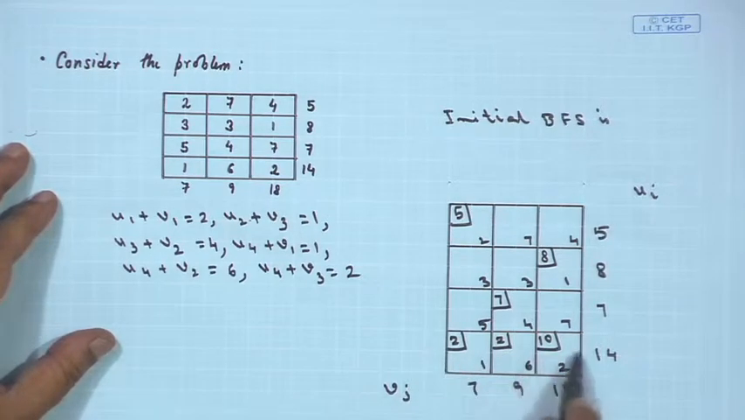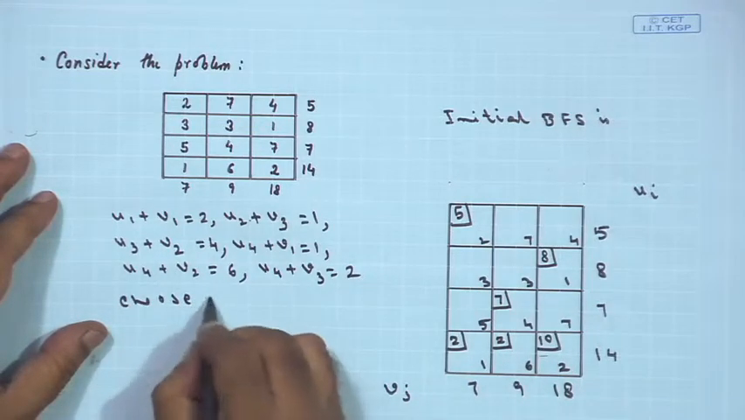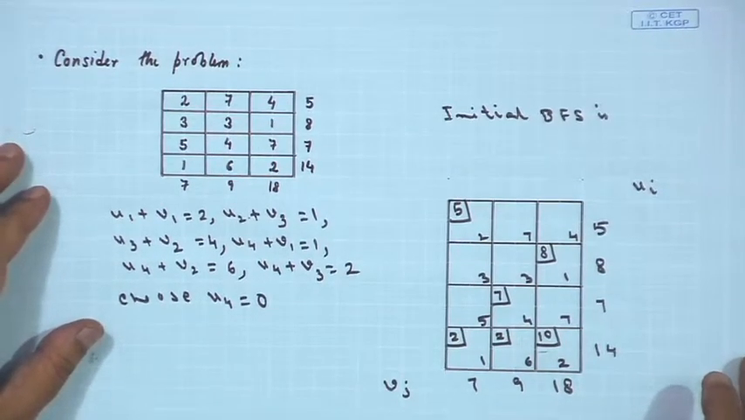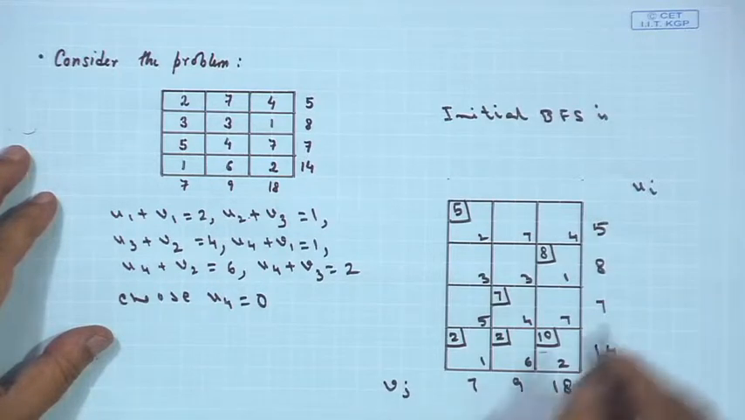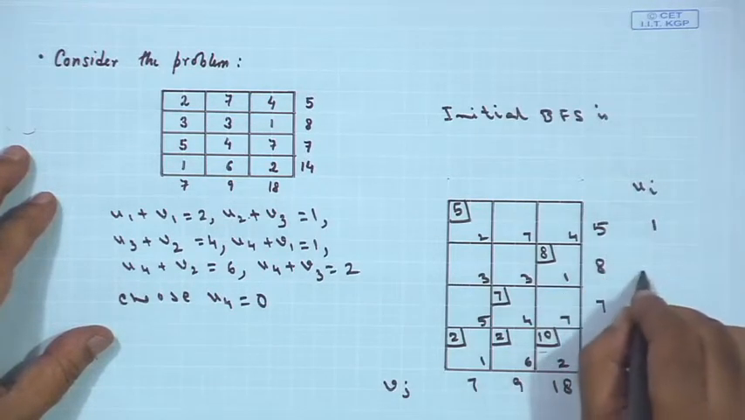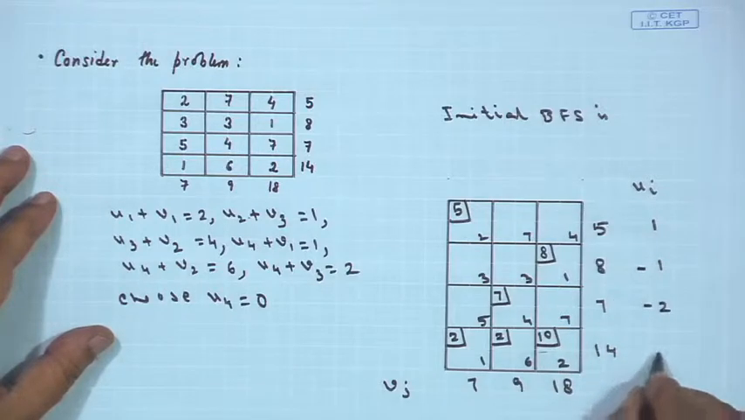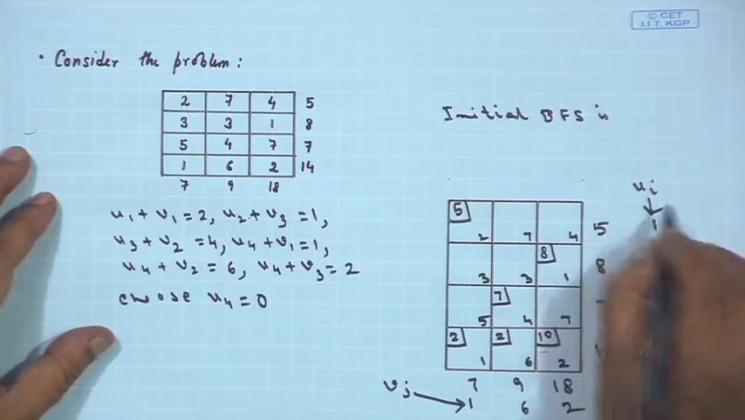Since row 4 has the maximum number of occupied cells, you choose u4 equals 0 for this problem. So, once I am doing it, you can find out the values of ui and Vj. Values of ui and Vj will be this, I am directly writing 1, minus 2 and 0, and for Vj it will be 1, 6 and 2.